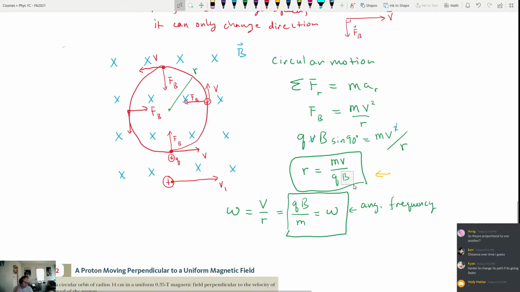This says that if the magnetic field gets bigger, the radius gets tighter, right? Smaller radius means it's going to be a tighter circle. Does that seem reasonable? Should. If we make B bigger, what happens to the magnetic force? It gets bigger, right? If the magnetic force gets bigger, then the circle is going to be smaller. Also, if you make Q bigger, that likewise makes the magnetic force bigger as well, which then makes the size of the circle smaller, which means it's going to have more curvature.